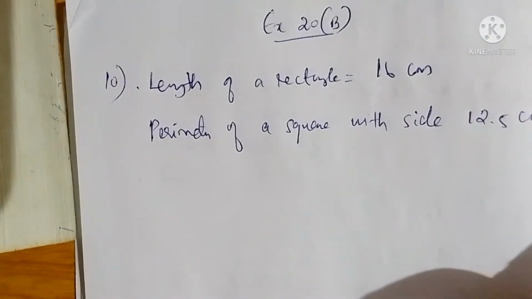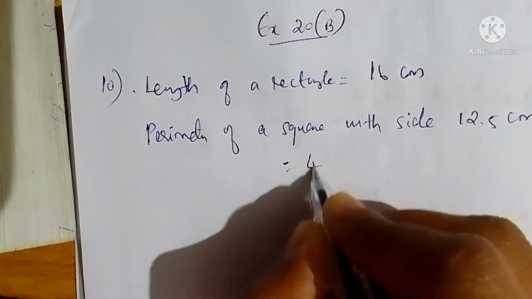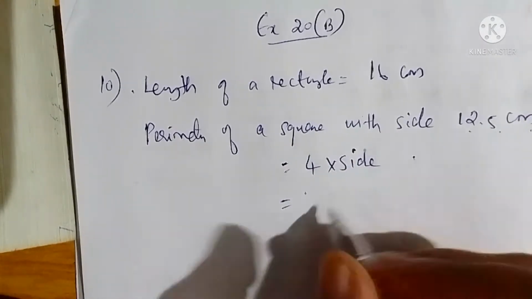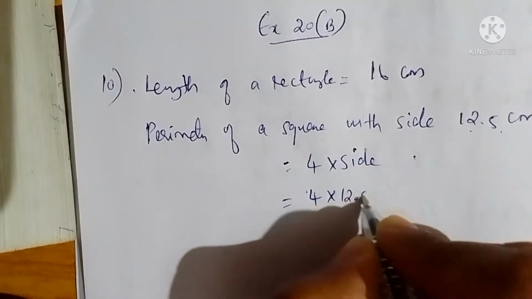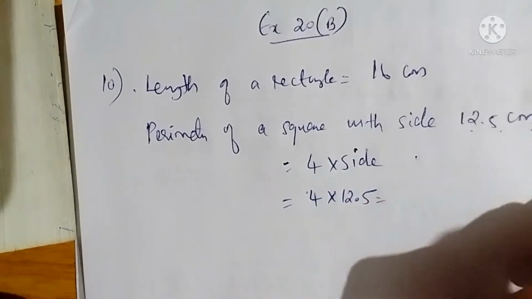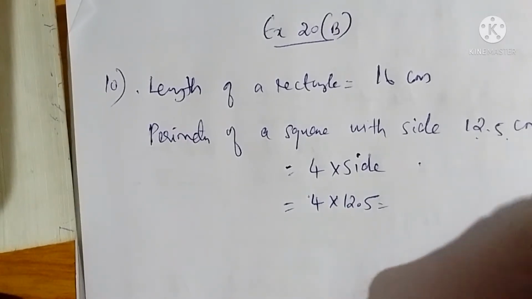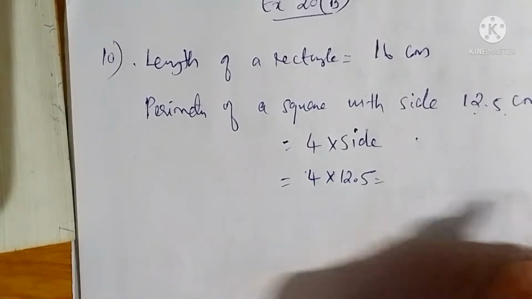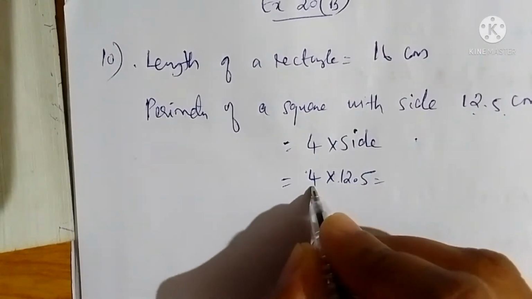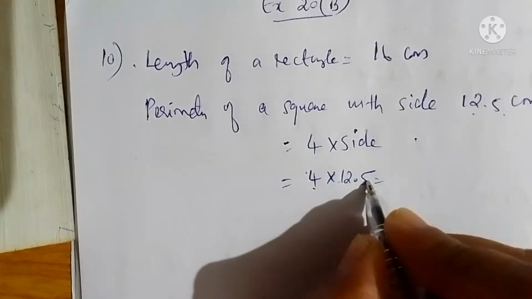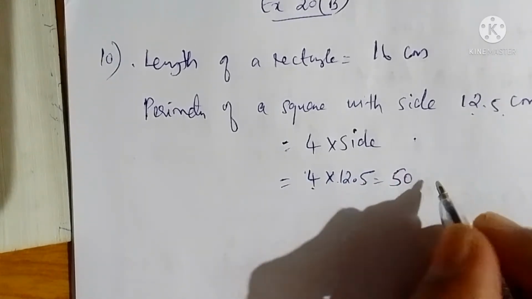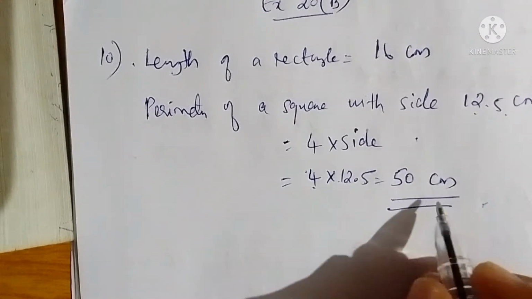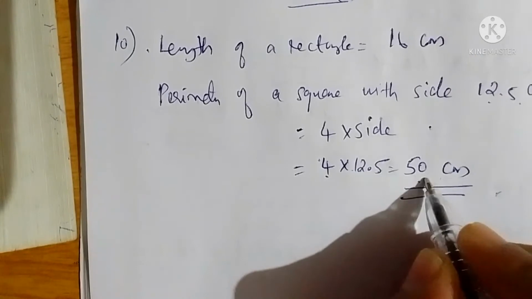So how can we find the perimeter of a square? Formula, it is 4 into side. Now side is given 12.5 centimeter, so 4 into 12.5. 125 into 4 is 500, but after the decimal point 1 digit is coming, so you will get 50 centimeter. This is the perimeter of a square with side 12.5 centimeter.